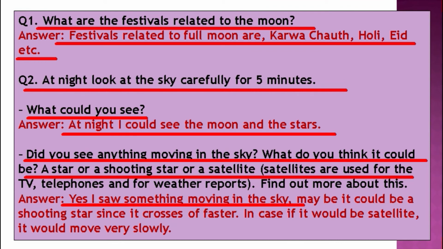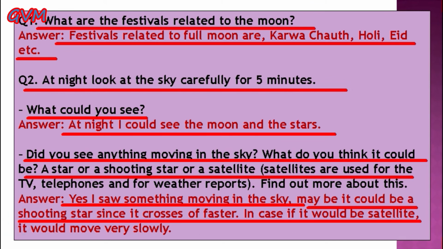Now students, after this you have to answer what the thing that you saw moving in the sky is. A star or a shooting star or a satellite? Students, the thing that you may see moving in the sky may be a shooting star because it crosses faster as compared to a satellite. And students, in case it is a satellite, then it would move very slowly.